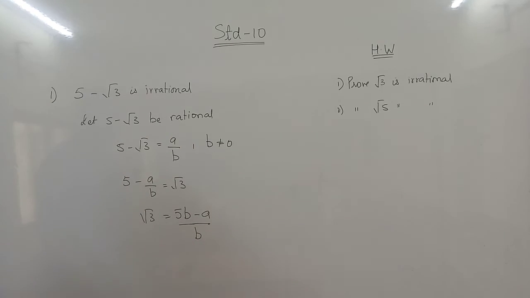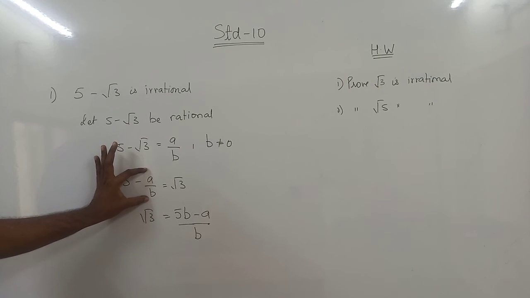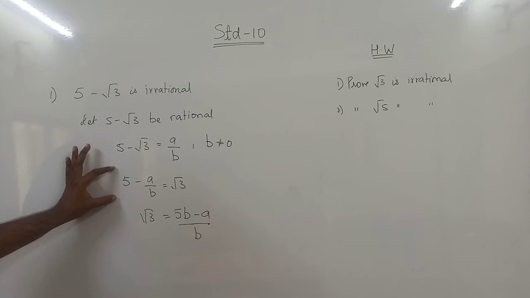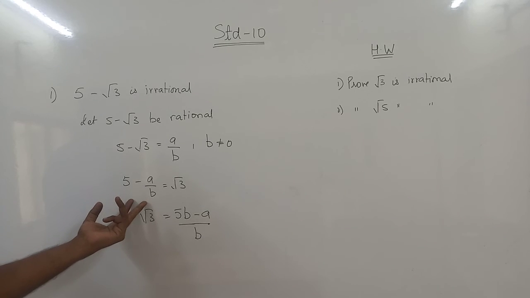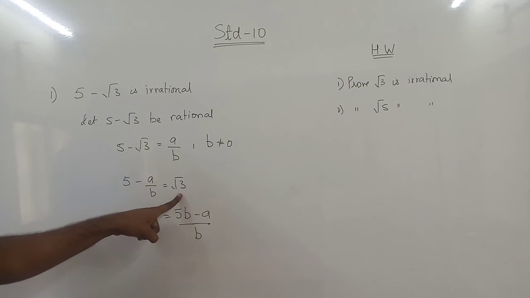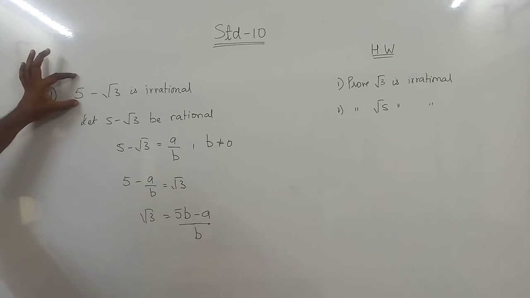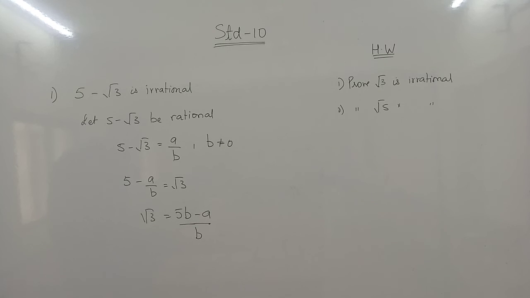So this is in which form? Or you could do it here also. a by b is a rational number, 5 is a rational number. So subtraction of 2 rational numbers is a rational number. So this is rational, but we showed that root 3 is irrational. Because root 3 is irrational, this cannot be rational. Since this cannot be rational, our assumption is wrong. So this is an irrational number.